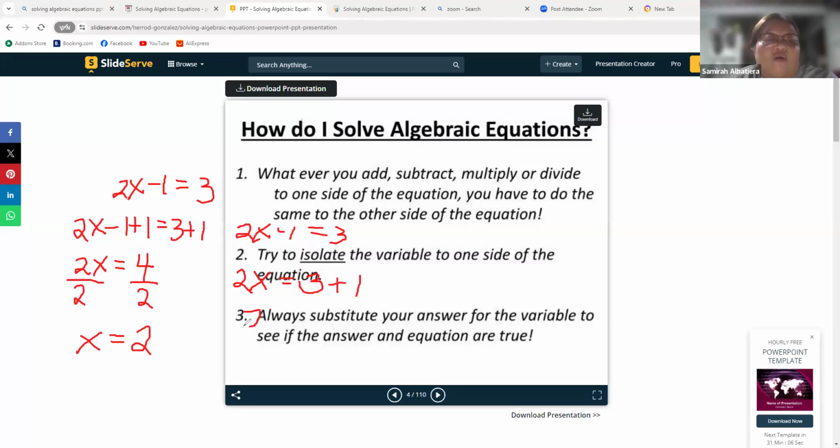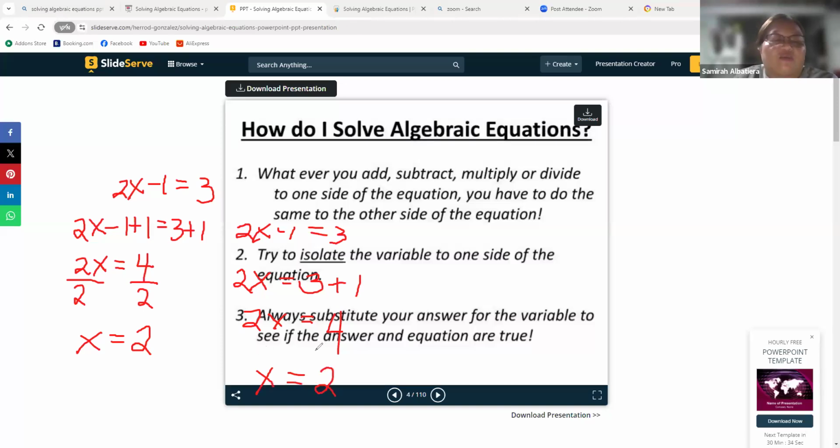So 2x therefore is equal to 3 plus 1. What is 3 plus 1? Anyone? What is 3 plus 1, Mark? 3 plus 1 is actually 4. Okay, look at it. It is just the same.